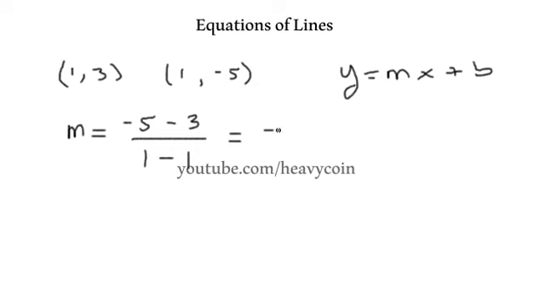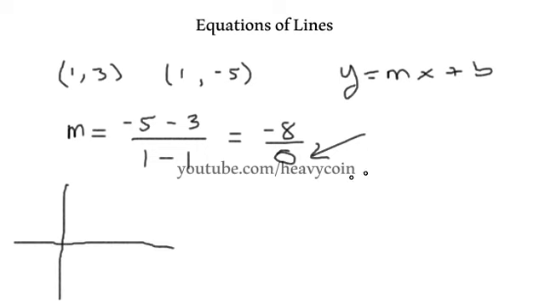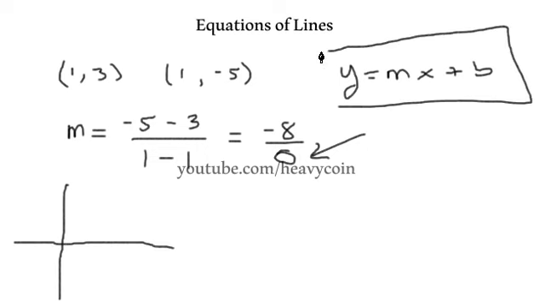And so we end up with negative 8 over 0. Woo! That's undefined. Our slope is undefined. And so what this tells us is that something's fishy going on here. In other words, we're not going to be able to use this up here.